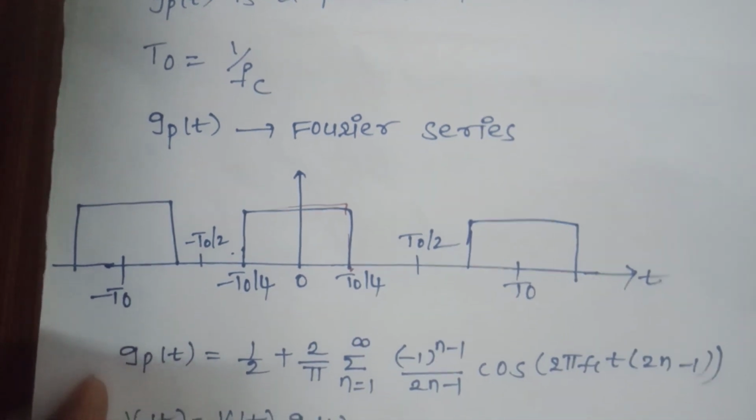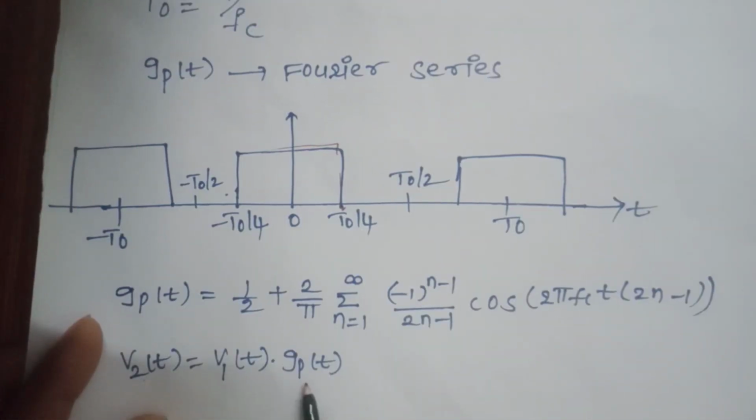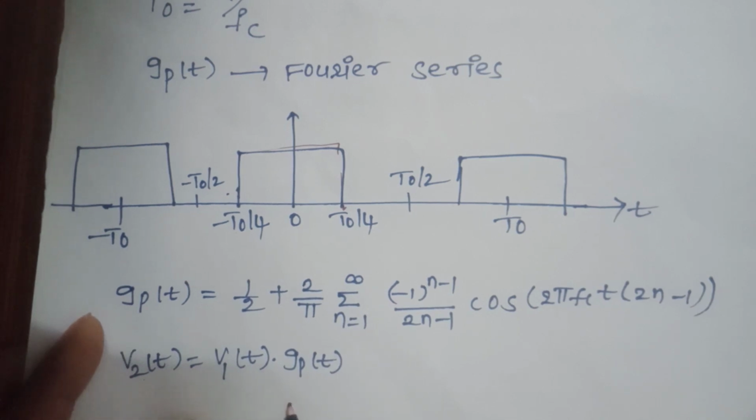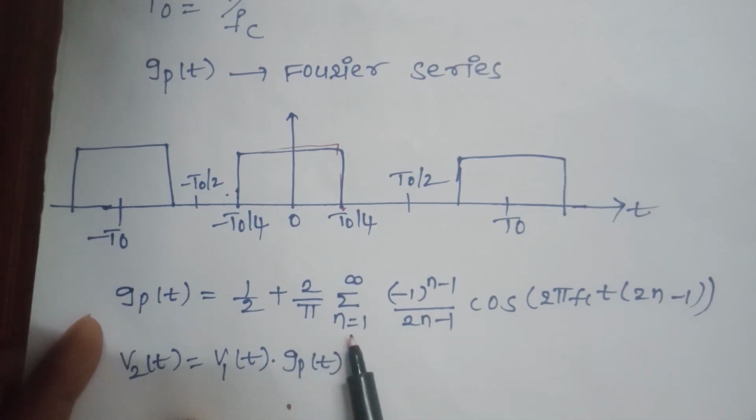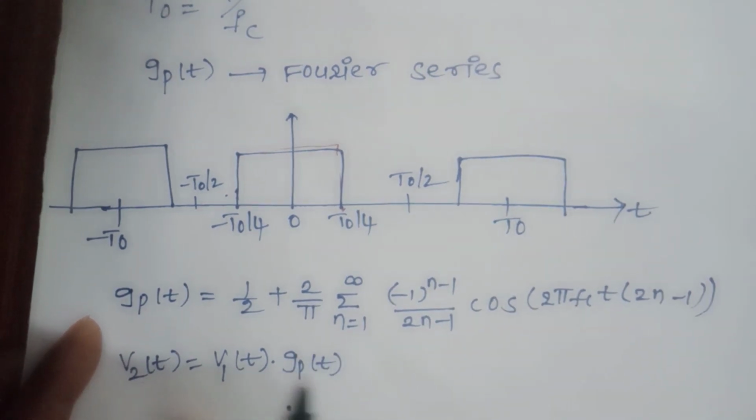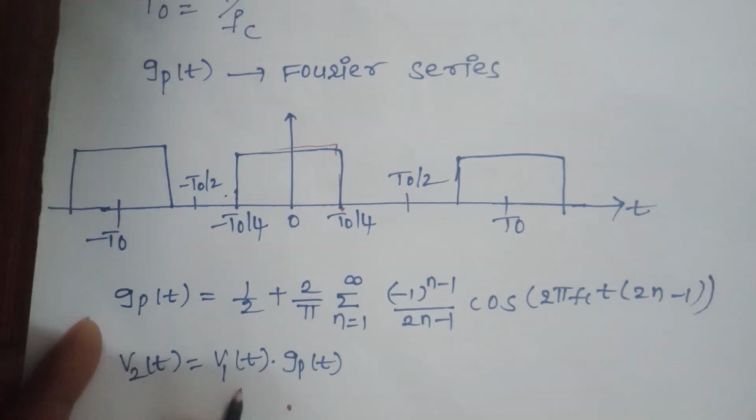Here V2 of t is equal to, we know, V1 of t into Gp of t. V1 of t we know is m of t plus Ac cos 2 pi fct. Gp of t is this one. Next, substitute here the n equal to 1 value, n equal to 2 value, n equal to 3 value.